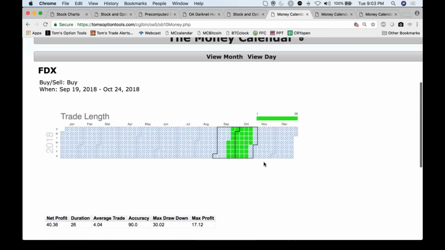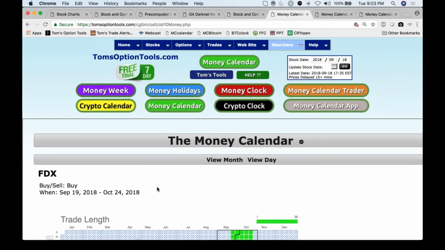So wanted to share that with you. Okay. But notice with Money Calendar, we take a month view, we look at a day view. And then from there, we start to come into what we call trade view. So earlier this year, beginning of the year, we actually added on something new. We call it Money Calendar Trader.